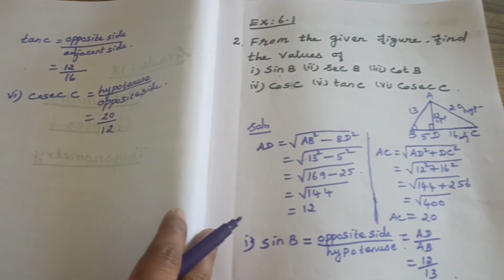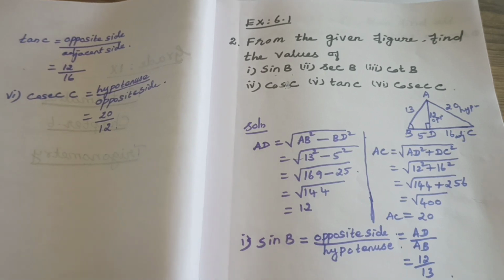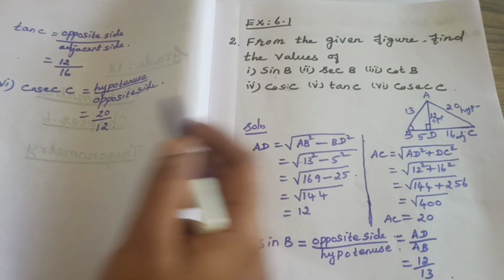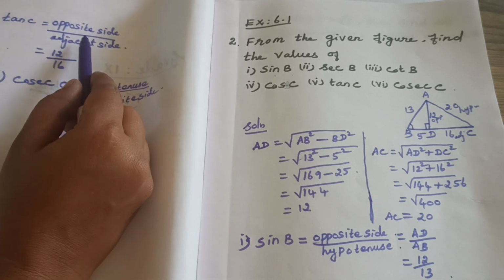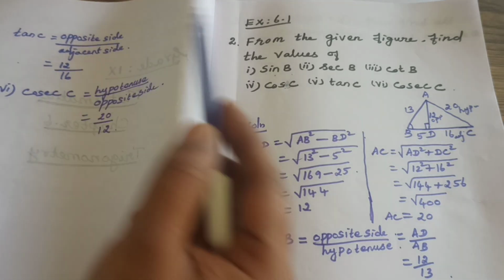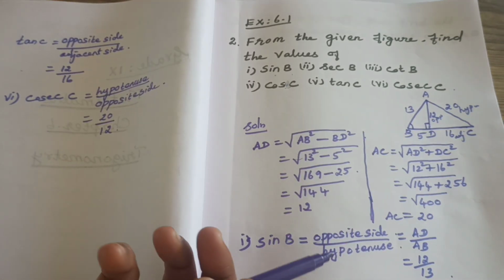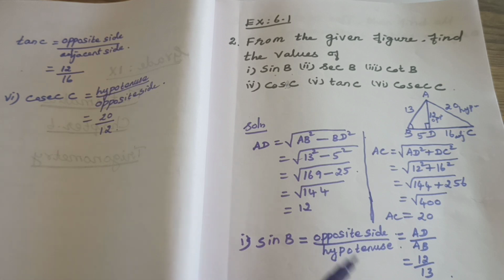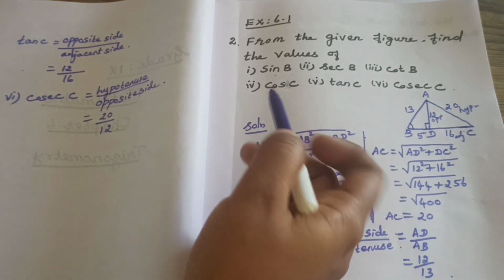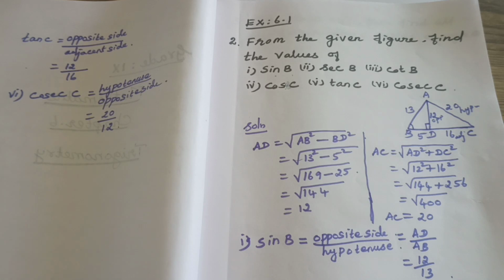Then here 6 trigonometric ratios are given. Okay, 6 trigonometric ratios we find. These are the ratios. Opposite side divided by adjacent side. Then opposite side divided by hypotenuse. Everything ratios. Okay, 6 trigonometric ratios here given. All values we find. Okay, have you understood?